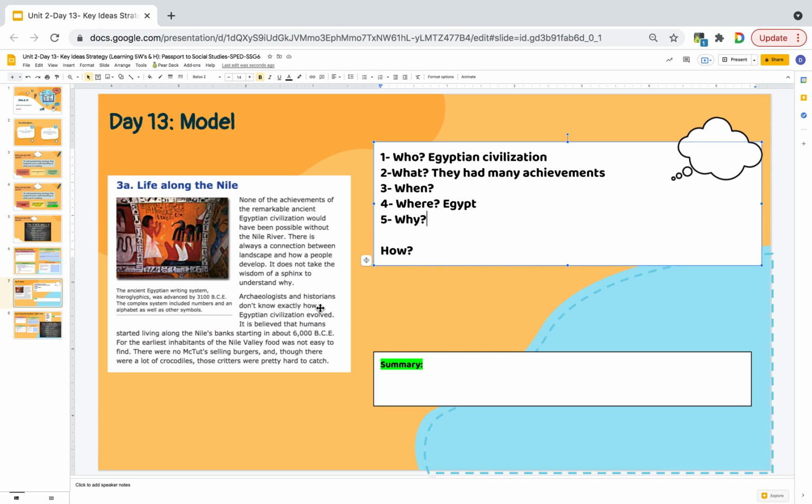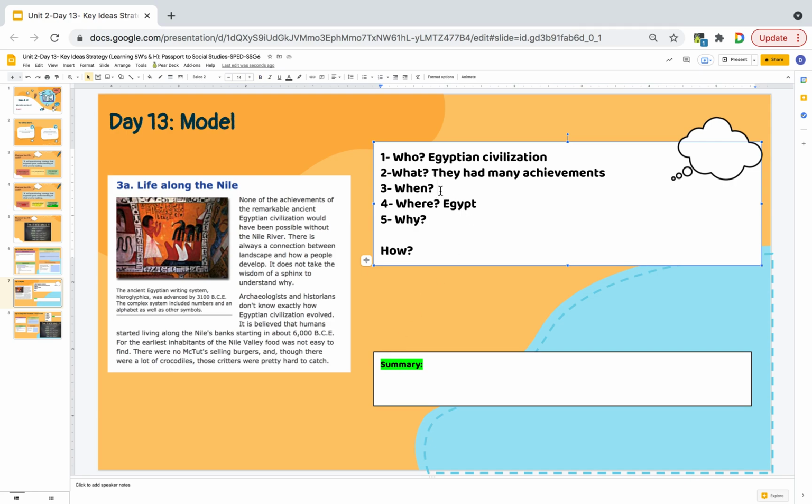Archaeologists and historians don't know exactly how Egyptian civilization evolved. It is believed that humans started living along the Nile's banks starting in about 6000 BCE. For the earliest inhabitants of the Nile Valley, food was not easy to find. There were no McTuts selling burgers, and though there were a lot of crocodiles, those critters were pretty hard to catch.